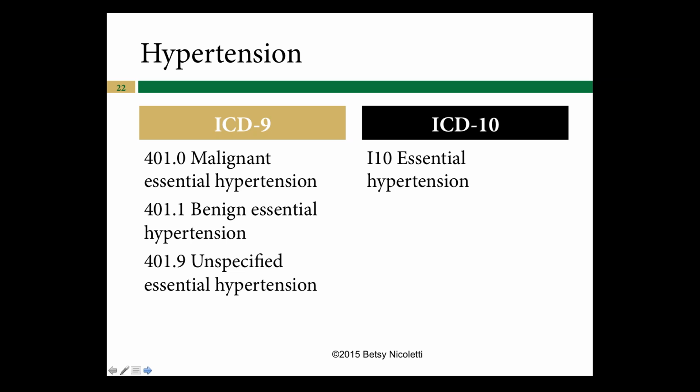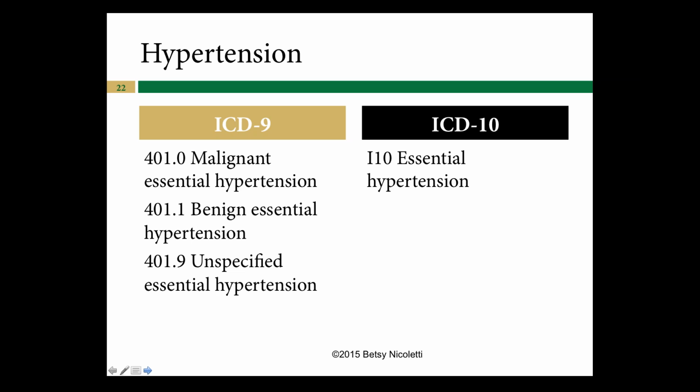So in ICD-9, we have a hypertension chart in the front of the ICD-9 book. That goes away in ICD-10. And we have these three codes that we would typically use, 401.0 for malignant essential hypertension, and then the two codes we see most frequently, 401.1 for benign essential hypertension, and then 401.9 for unspecified essential hypertension. Those bottom two codes are going to equate to I10, essential hypertension.